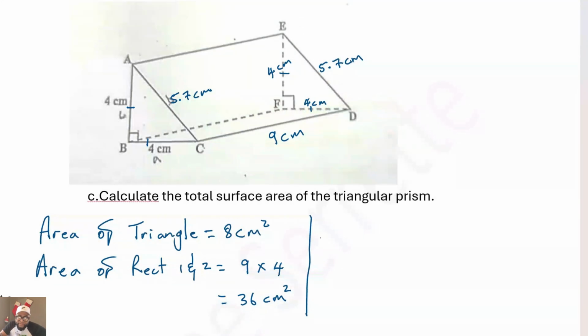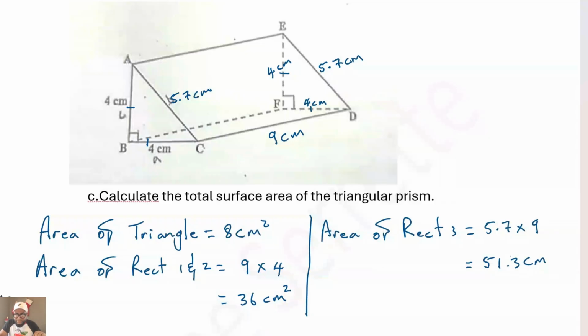So what is the area of the last rectangle? We'll call it rectangle 3. What's the area of the rectangle? Come on. 5.7. That's the rectangle on top now. 5.7 multiplied by 9, which will be what? 51.3 centimeters. All right? That's centimeters squared, eh?